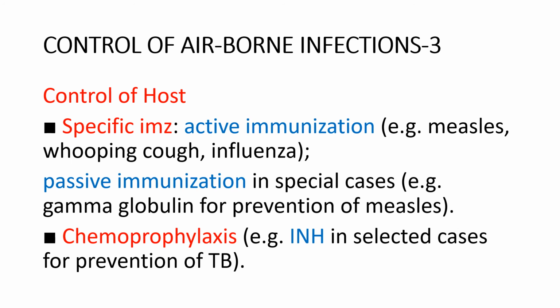Control of host. Specific immunization, active immunization, e.g. measles, whooping cough, influenza. Passive immunization in special cases, e.g. gamma globulin for prevention of measles. Chemoprophylaxis, e.g. INH in selected cases for prevention of TB.